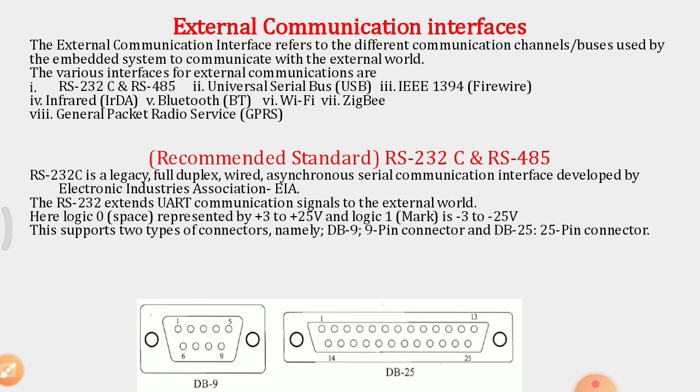In RS-232, logic 0, which is called space, is represented by plus 3 volts to plus 25 volts, and logic 1, which is called mark, is represented by minus 3 volts to minus 25 volts. This supports two types of connectors, namely the DB9 pin connector and the DB25 pin connector.